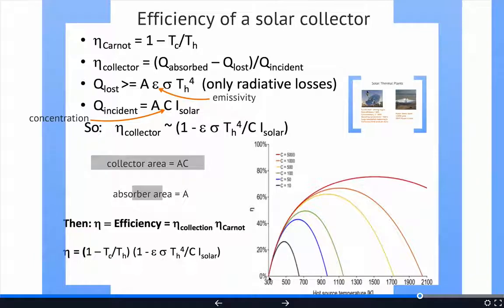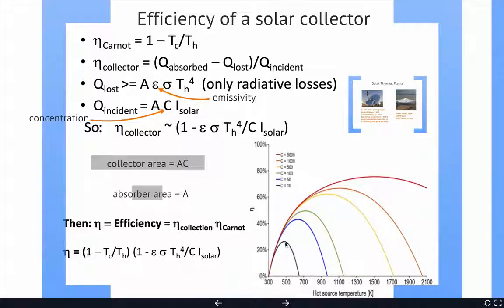At low temperatures, of course, when TH is equal to TC, and in this case TC is 300 Kelvin, which is room temperature, the efficiency is 0, because TC and TH are equal to each other, so 1 minus 1 is 0. As I increase my TH, this plot increases until it reaches a peak value around 25-26% in this example.